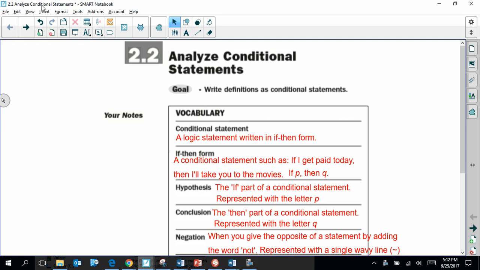Hey everybody, Mr. Piercy here, and in this video we're going to be looking at some properties of conditional statements. A conditional statement is generally something that's written as an if-then statement. So we start off by saying, well, if I do this, then this thing happens.